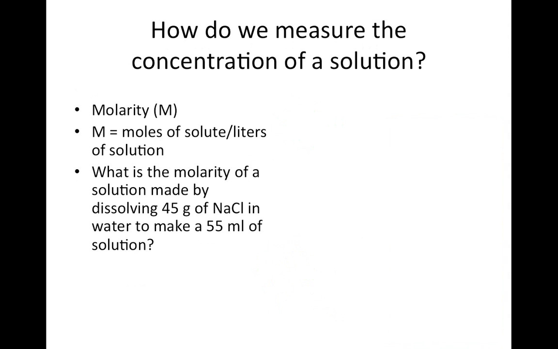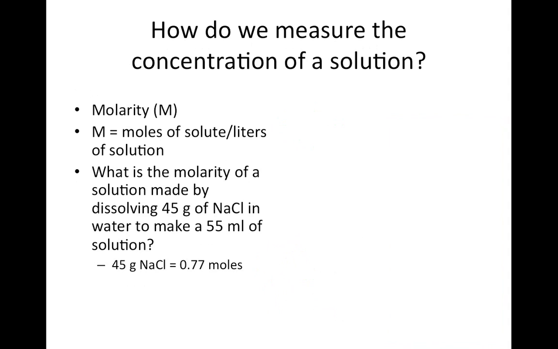What is the molarity of a solution made by dissolving 45 grams of sodium chloride in water to make 55 milliliters of a solution? The first step in solving this problem is to think back to the formula for molarity, which is moles of solute divided by liters of solution. We need to figure out how many moles of sodium chloride we have. Doing the normal grams to moles conversion using the molar mass on the periodic table, we can determine that 45 grams of sodium chloride is equal to 0.77 moles.